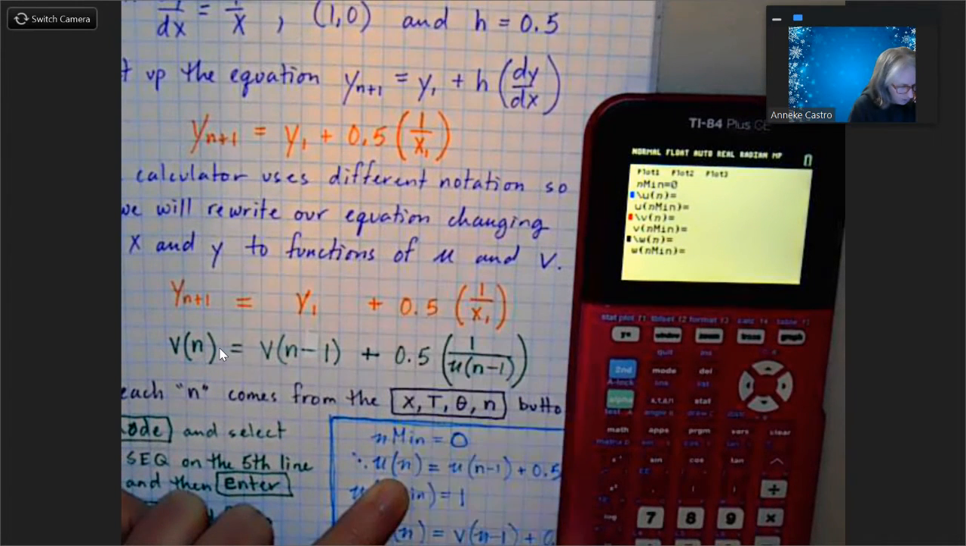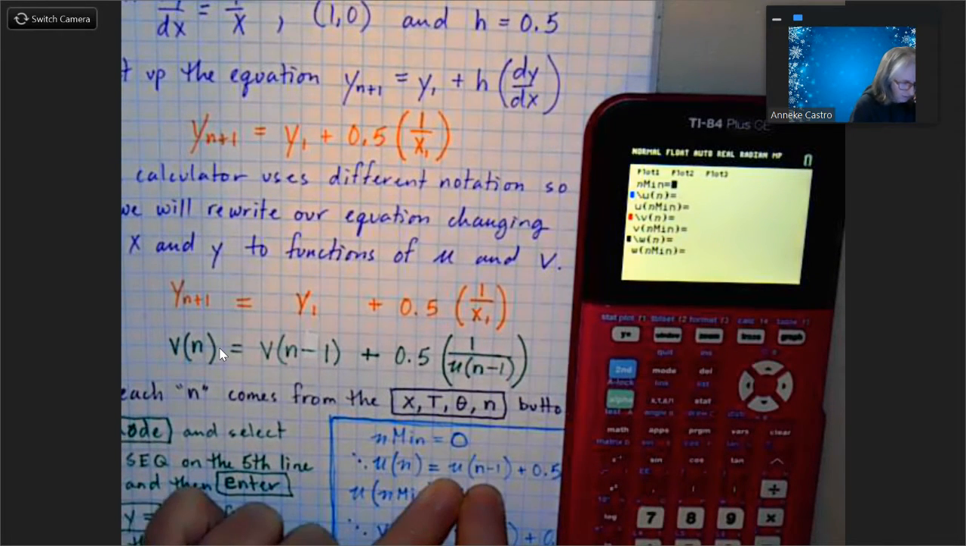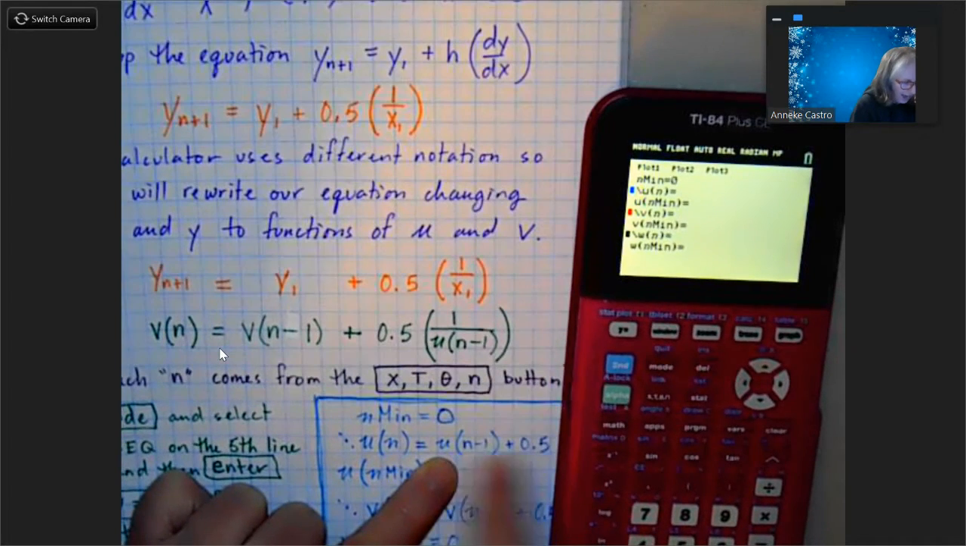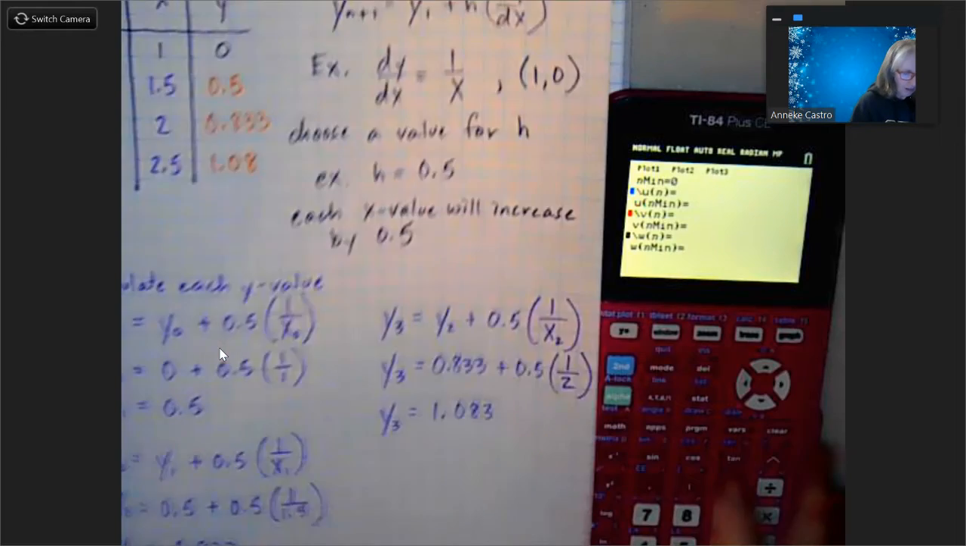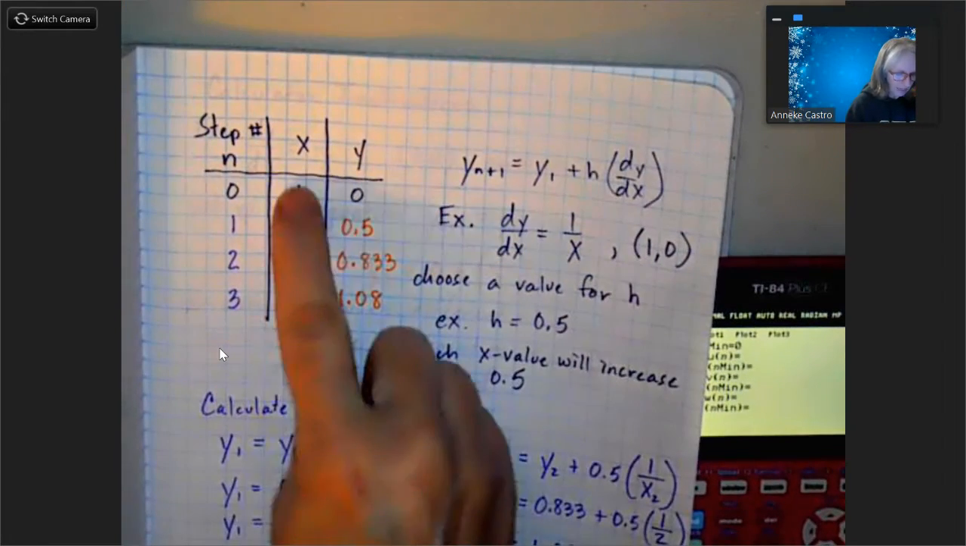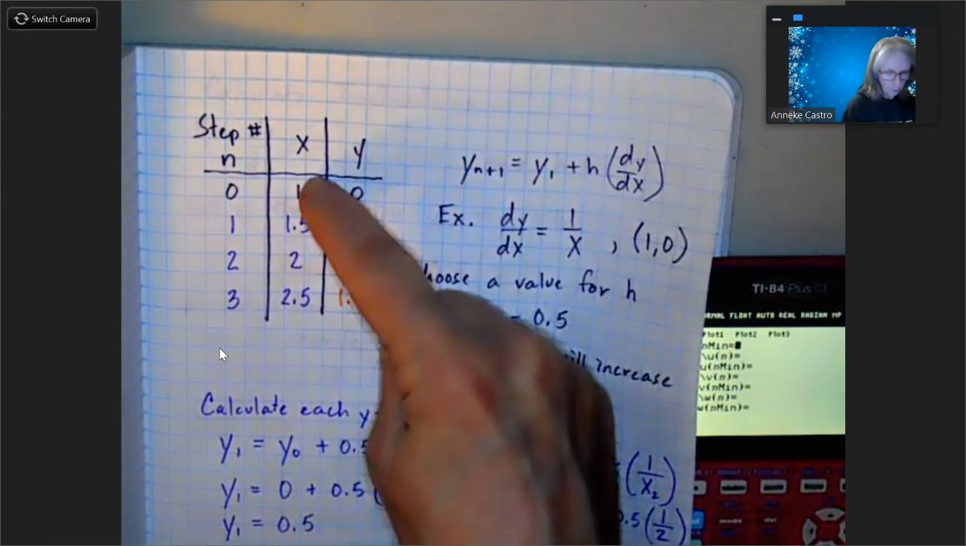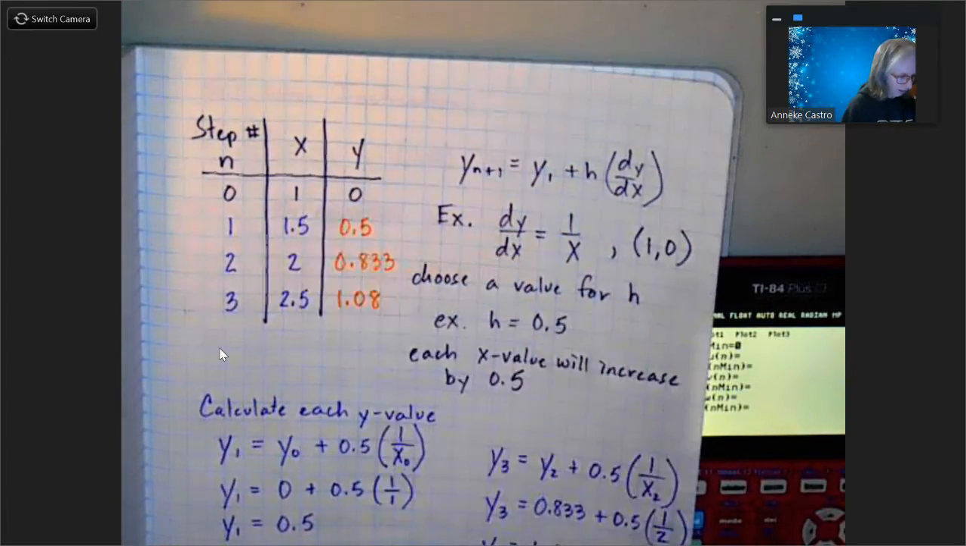We get our x values by taking the previous x value, that's U of n minus 1, and adding 0.5 to it. So you can think about that in terms of our table over here. How did we get the next x value? By taking the previous one and adding 0.5.